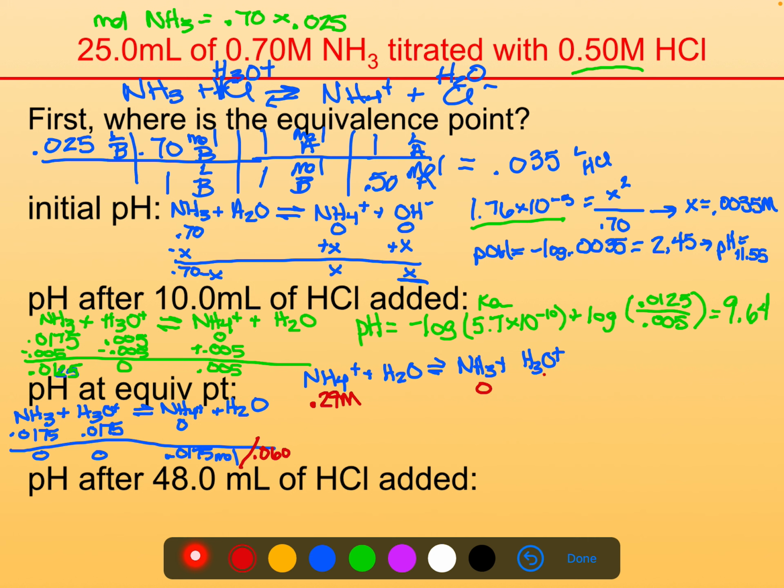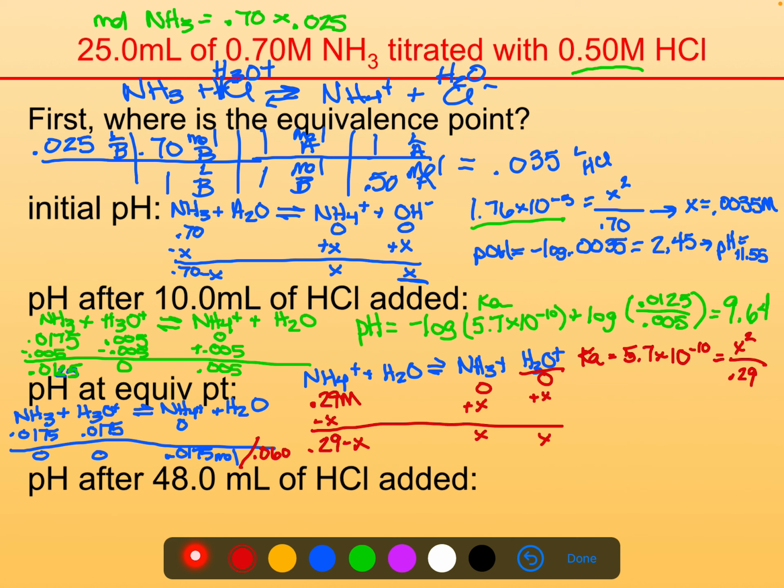And we had used up all of the ammonia and hydronium, so those would be at 0. So our products would increase by a factor of X. Our reactant would decrease by a factor of X. So we have 0.29 minus X, X, and X. Because we have hydronium, we have to plug into Ka. And from the previous step, we figured out that the Ka was 5.7 times 10 to the negative 10th. So that's going to be equal to X squared over the 0.29, because we can ignore X there.